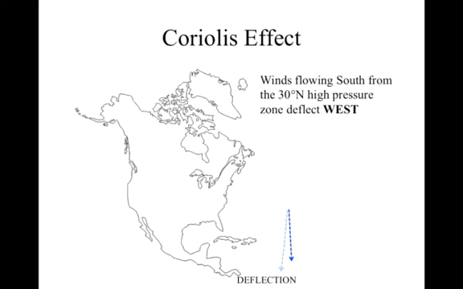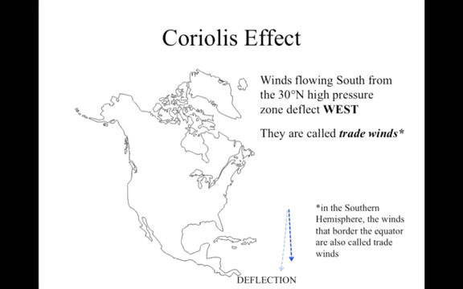So at the 30-degree north high pressure zone, you have the winds flowing south and they're deflecting to the west. And these are called trade winds. And I want to point out that in the southern hemisphere, the winds that border the equator are also the ones that are called the trade winds. Okay, so on either side of the equator, you have trade winds. In the northern hemisphere, they're blowing south. In the southern hemisphere, they're blowing north. And in the northern hemisphere, they're deflecting to the west.